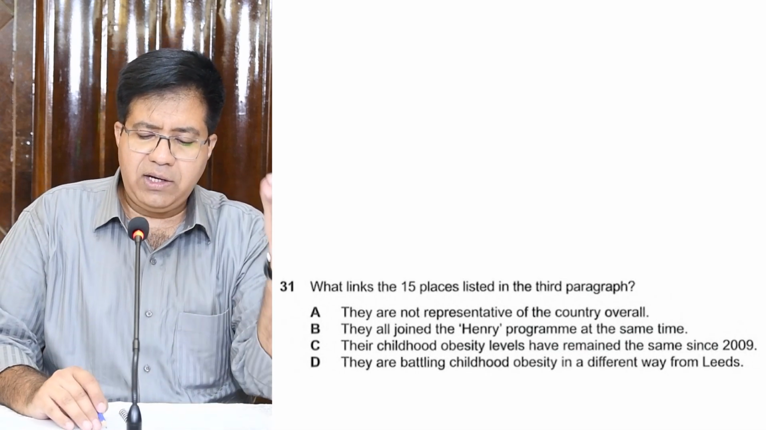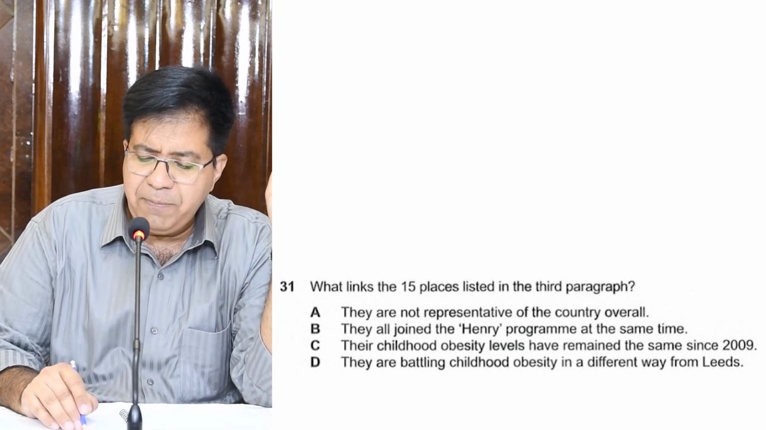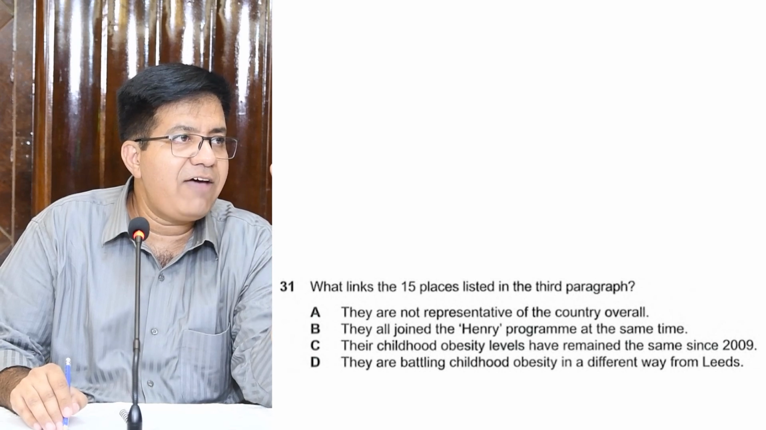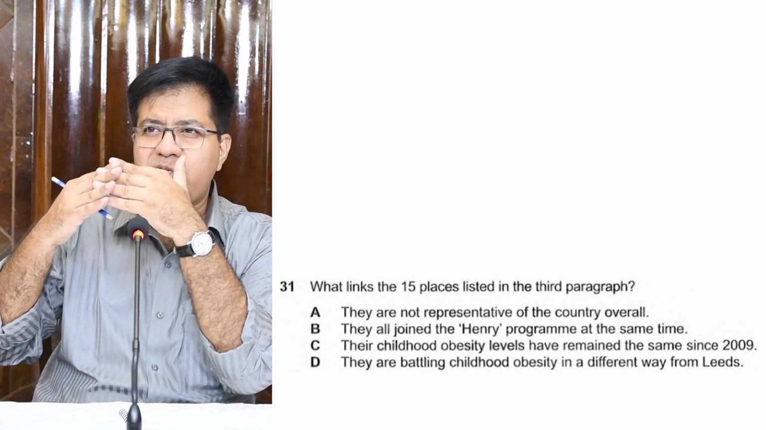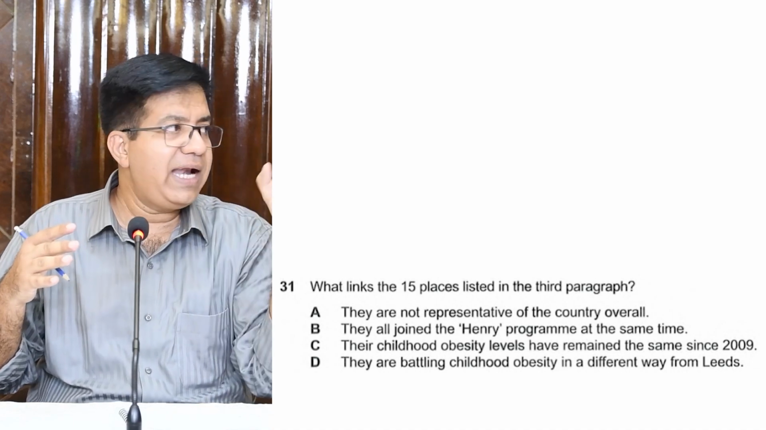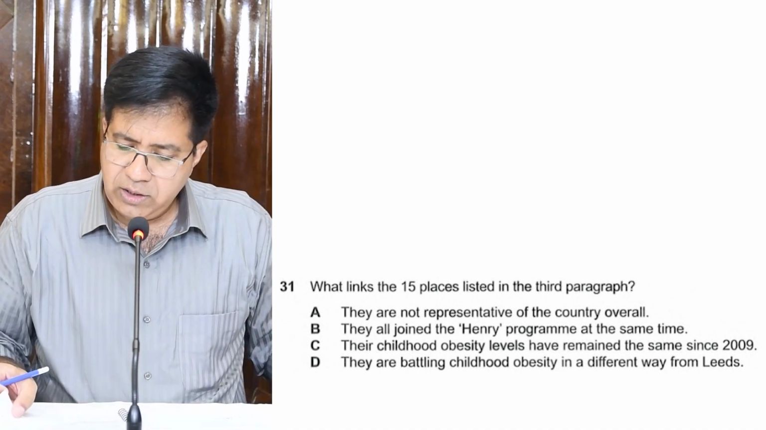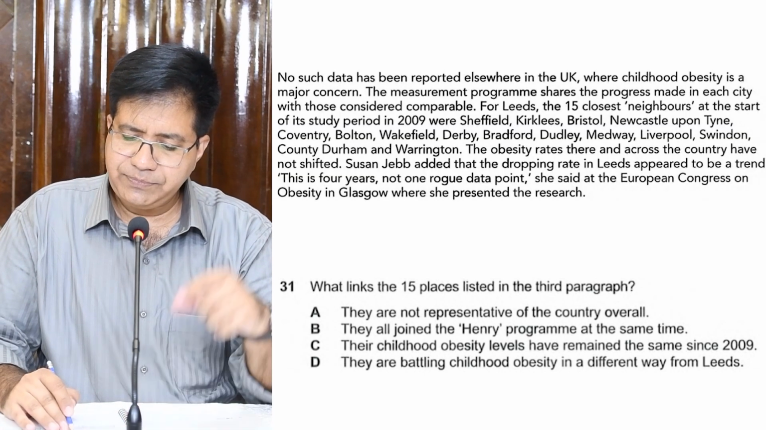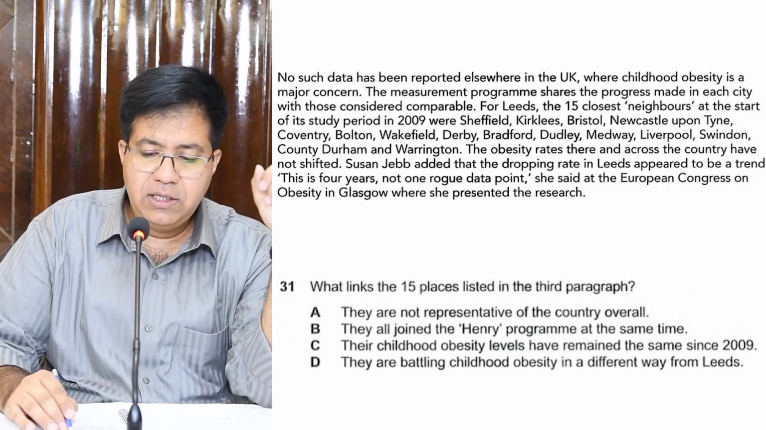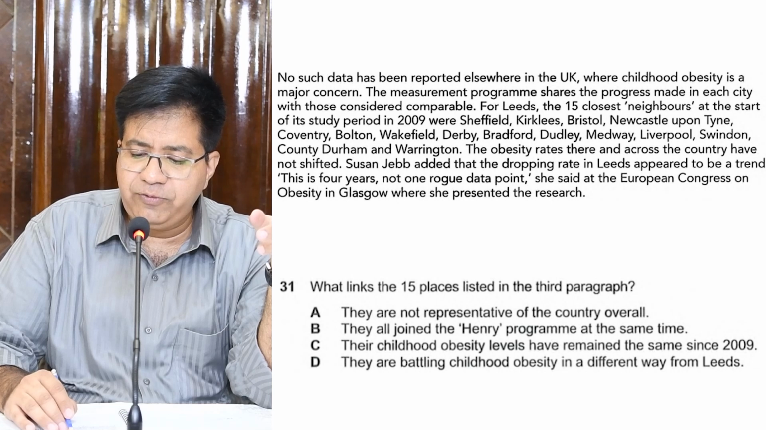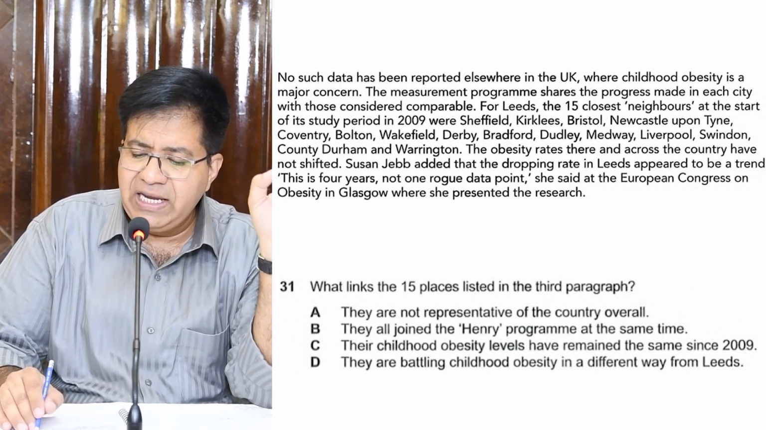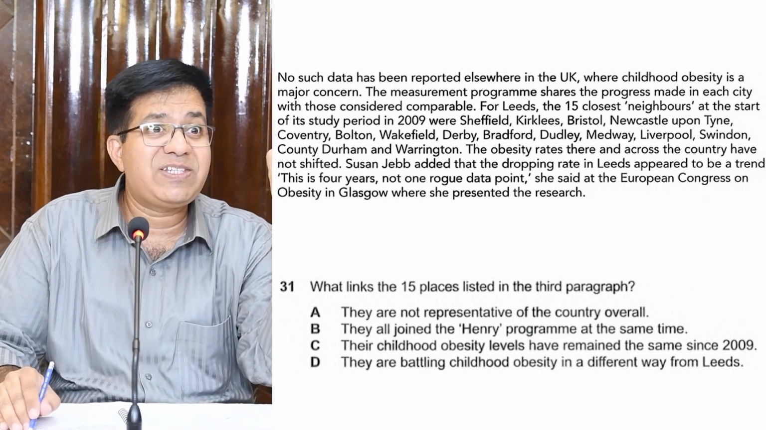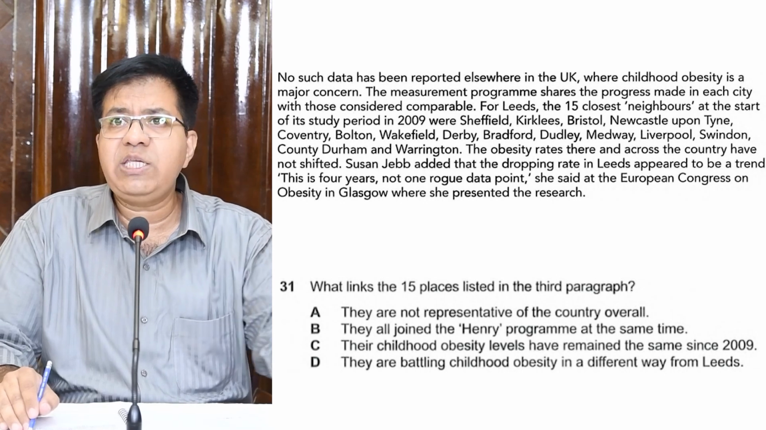Okay, question number 31. What links the 15 places listed in the third paragraph? Now listen, in third paragraph they have mentioned 15 places. What connects all these places? There would be something that connects all these places. So we go to third paragraph, 1, 2, 3. Okay, I'm reading it from third line. So third paragraph, third line after full stop. For Leeds, the 15 closest neighbors. Now these closest neighbors are 15 places, and we have to see what connects them. What is common in these 15 places?